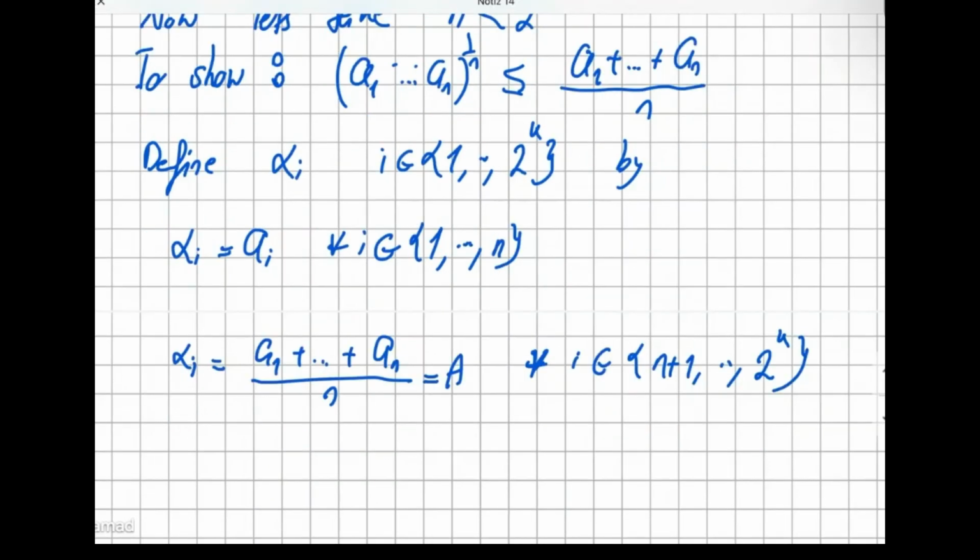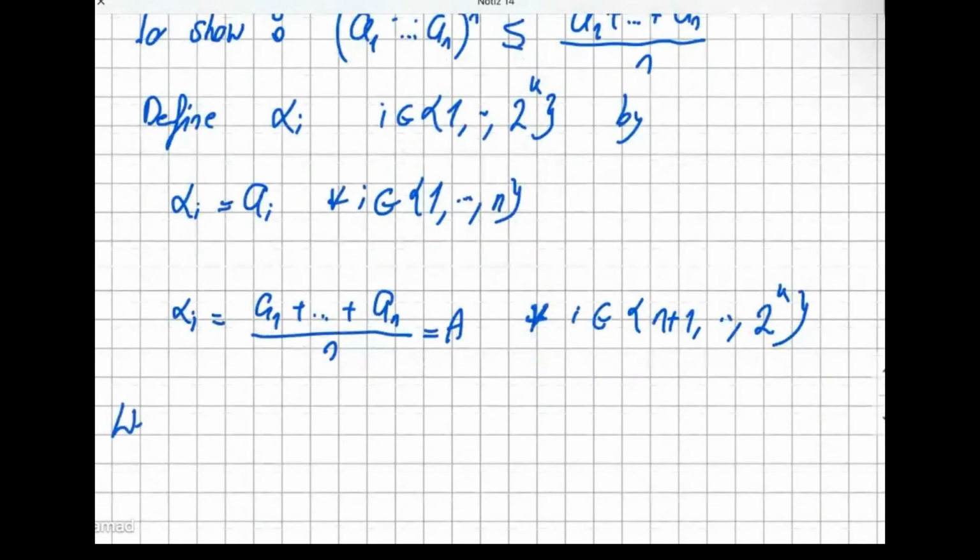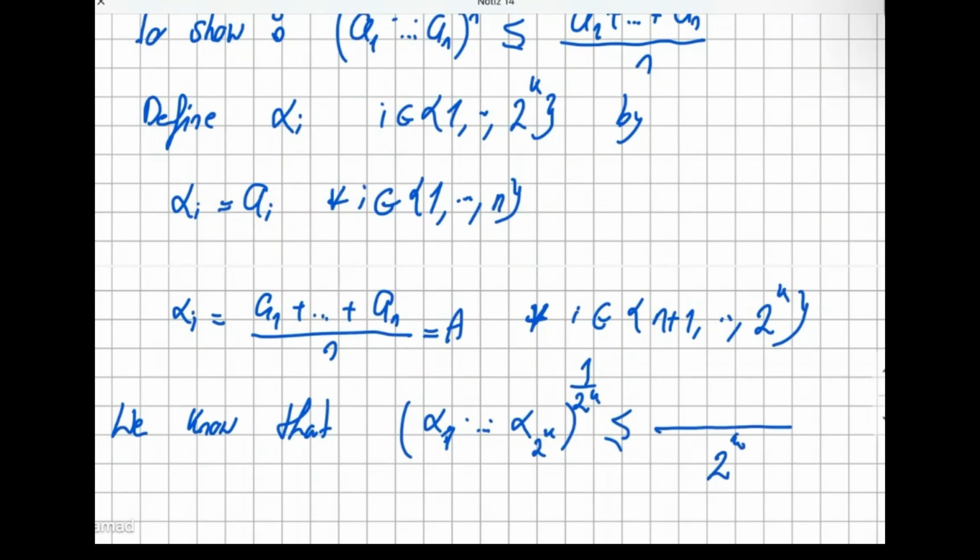So why do we need to do this? Because now these alpha i's go from 1 to 2 to the power of k, and we know that the AM-GM inequality holds for numbers in the case n equals 2 to the power of k. So we know that alpha 1 to alpha 2 to the power of k, to the power of 1 over 2 to the power of k, is smaller or equal to the summation of these alphas.